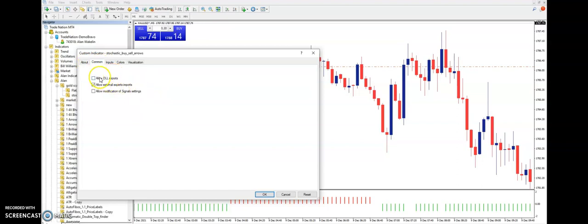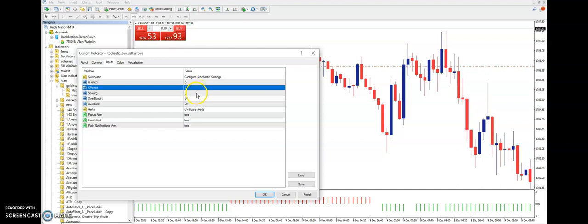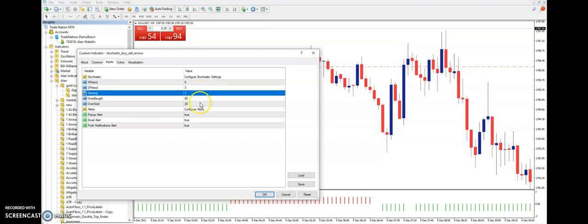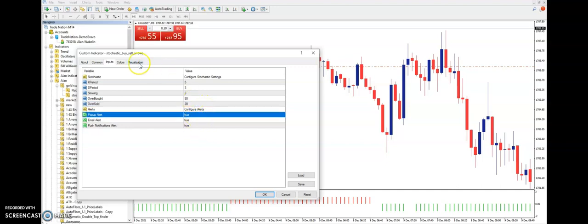Again, I go to common, I allow the DLLs, I allow the modifications, I go to the inputs, and the inputs here configure the stochastic settings. K period is 5, the D period is 3, slowing is 3, overbought and oversold is 80 and 20. My alerts are all set to true.